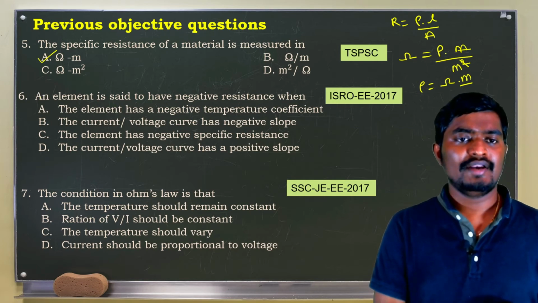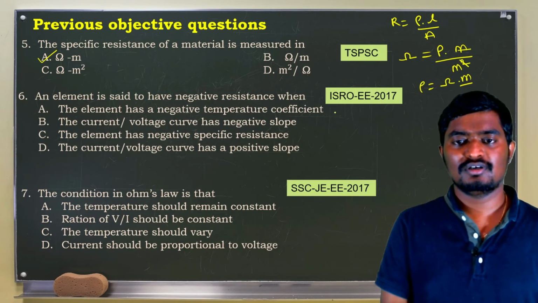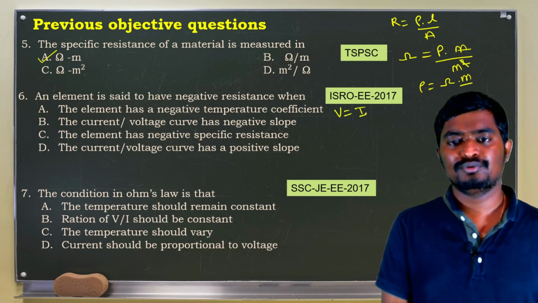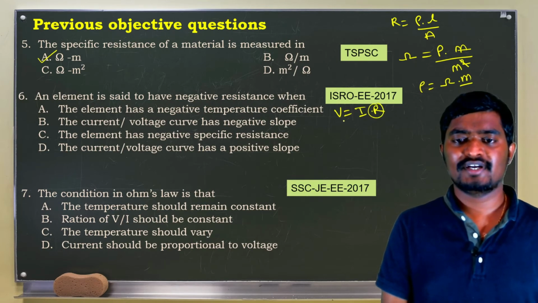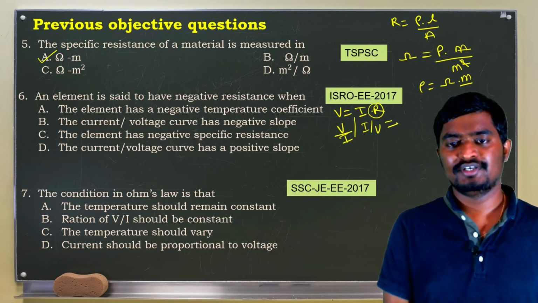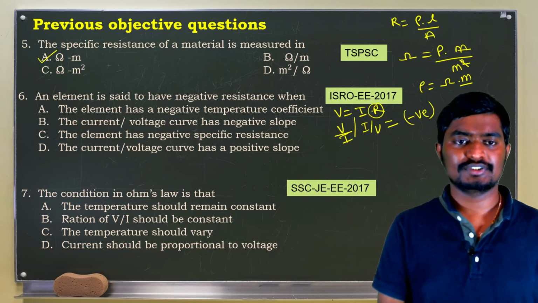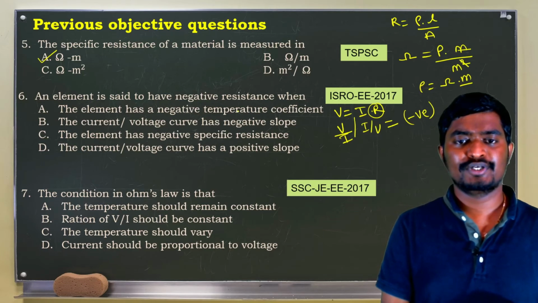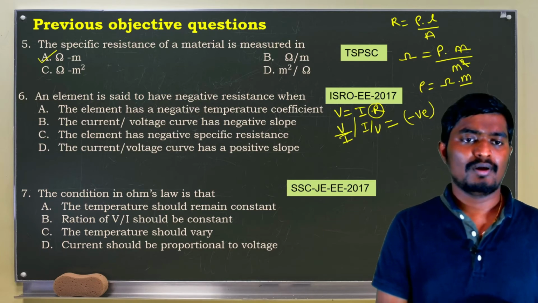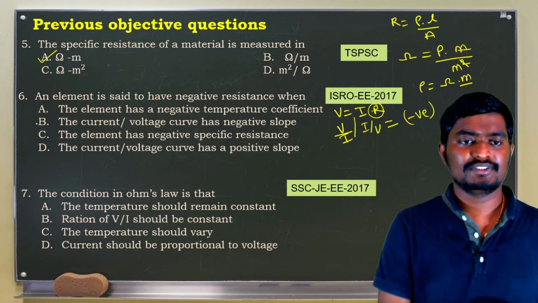Question number 6. An element is said to have negative resistance when, as per Ohm's law, V equal to I into R. Here, resistance R is the slope of the VI characteristics. So if V by I or I by V has a negative value, then the curve represents a negative resistance. Option A, the element has a negative temperature coefficient, is not the correct option. Option B, the current by voltage curve has a negative slope, is the correct option.